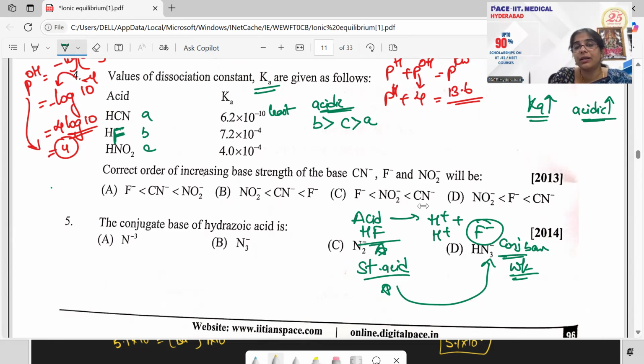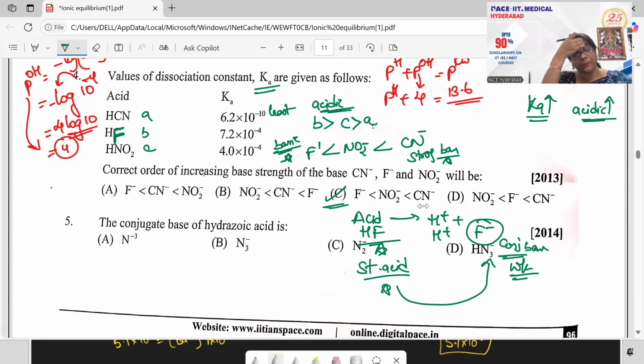So now reverse the order. B greater than C greater than A is the acidic order, so B's conjugate base F minus is the weakest base. Talking about basic character, this is a weak base. A strong acid gives a weak conjugate base. So this is weak. And then what is C? HNO2 releases H plus, so NO2 minus. And then A is HCN, so CN minus. CN minus is a strong base, I can say, right? So that is how we need to talk about acidic strength and basic strength, given your Ka values.